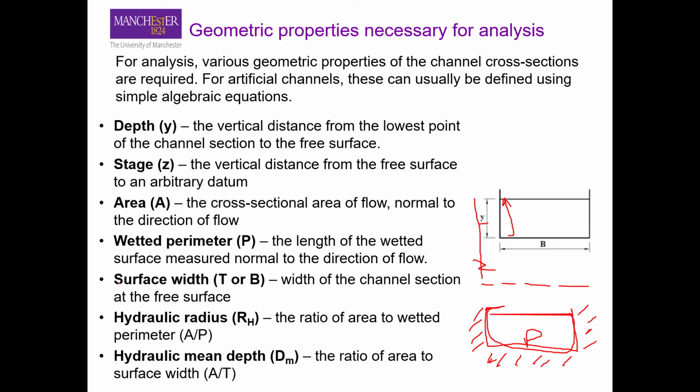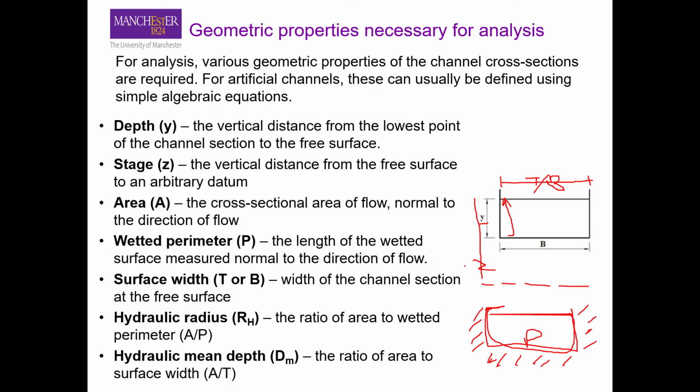Then you have another parameter called surface width. It is sometimes represented as T or B. It doesn't really matter. The idea is that, for example, this length is the width of your channel. So it can be B, it can be T.